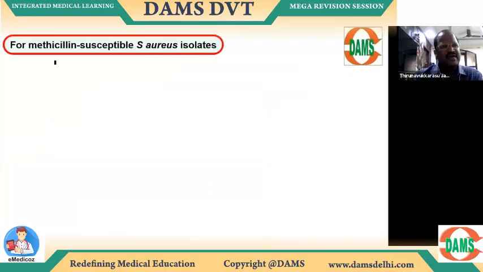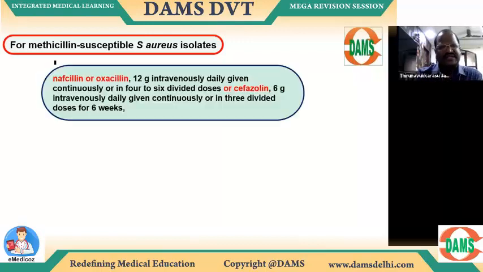Okay. And then we also have reports of infective endocarditis with Staphylococcus aureus which is susceptible to methicillin. Methicillin is one of the group of beta-lactam drugs. For methicillin-susceptible Staphylococcus aureus, either we can go for nafcillin or oxacillin, 12 gram intravenously daily, given either continuously or in 4 to 6 divided doses. Or we can use cefazolin, one of the cephalosporins, 6 gram intravenously daily, given continuously or in 3 divided doses, for 6 weeks of therapy for methicillin-susceptible Staph aureus.